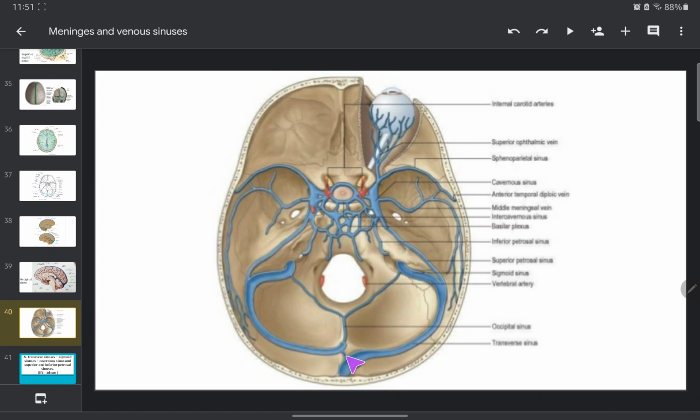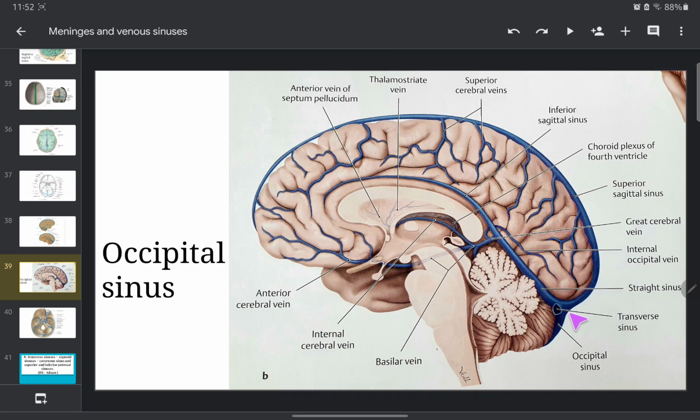And we also have a small sinus, the occipital sinus, which also terminates at this area. And we have the formation of two new sinuses, one on the right and one on the left, the right transverse and left transverse sinuses. So this area has a lot of meeting of different sinuses. We call it the confluence of sinuses. This is the confluence of sinuses in this area.